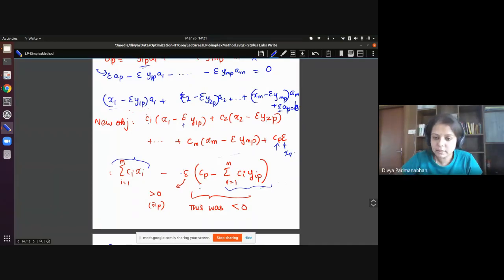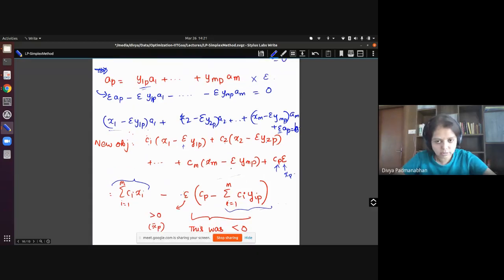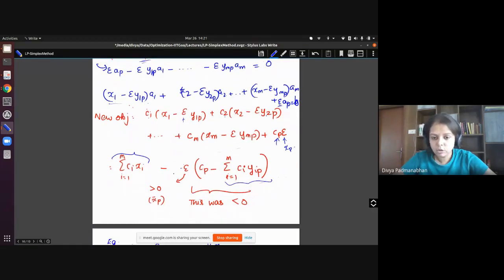Suppose this coefficient here takes a value less than 0. Then this new solution is going to be better than the previous objective. The previous objective was just this, and here is a solution which gives you a better objective. Our objective was to minimize C transpose X. So by doing this, we are getting a better solution.